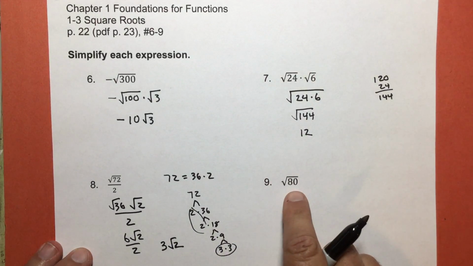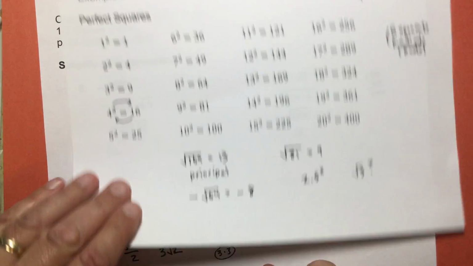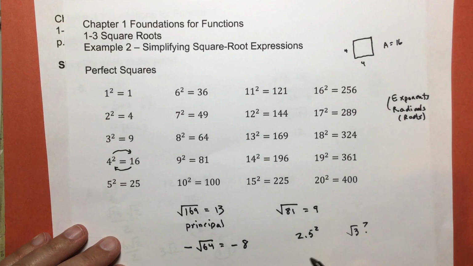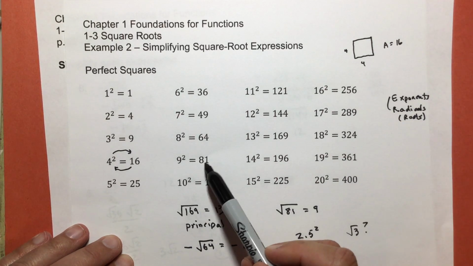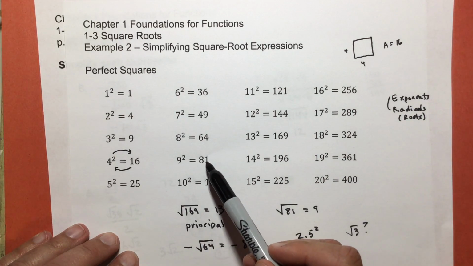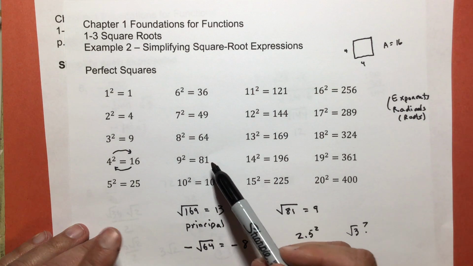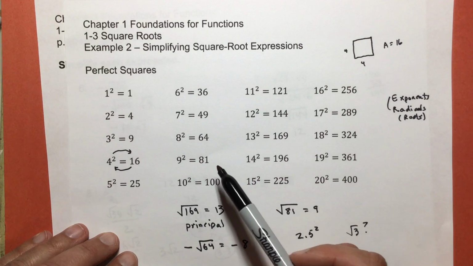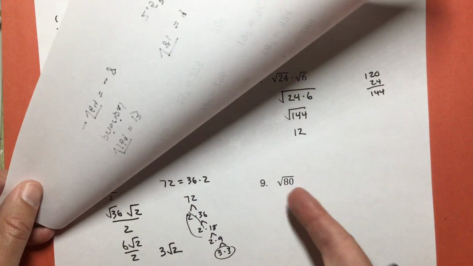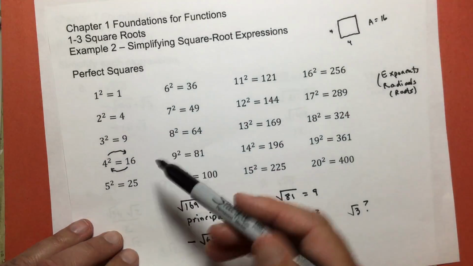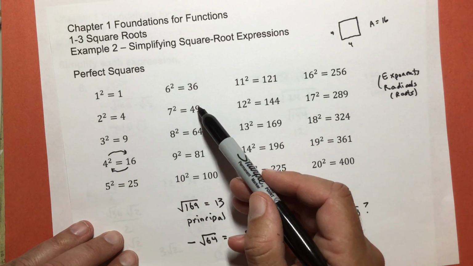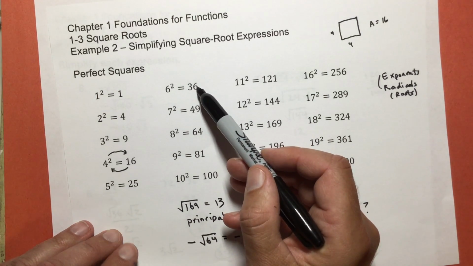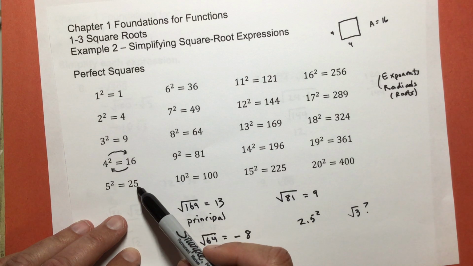Problem number 9, square root of 80. Let's go back and look at our perfect squares. You can start with halfway, just as another way of doing it. I don't want to confuse you. I'm just showing you different options. So 80 would be 2 times 40. So there's no 40 as a perfect square. So start with 36. That's not a factor. 25 is not a factor of 80.